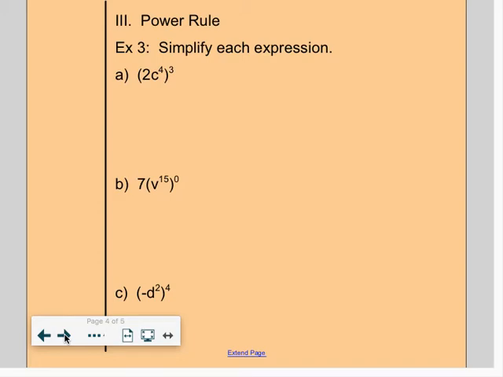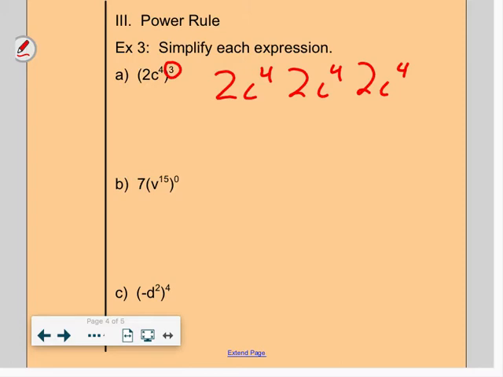The last one that we've got is 2c to the 4th. You've got an expression with parentheses right here. So what you're going to notice now is you have 2c to the 4th, to the 3rd power. Now, we're going to look at this outside exponent, and that outside exponent tells you to write whatever is inside the parentheses 3 times.